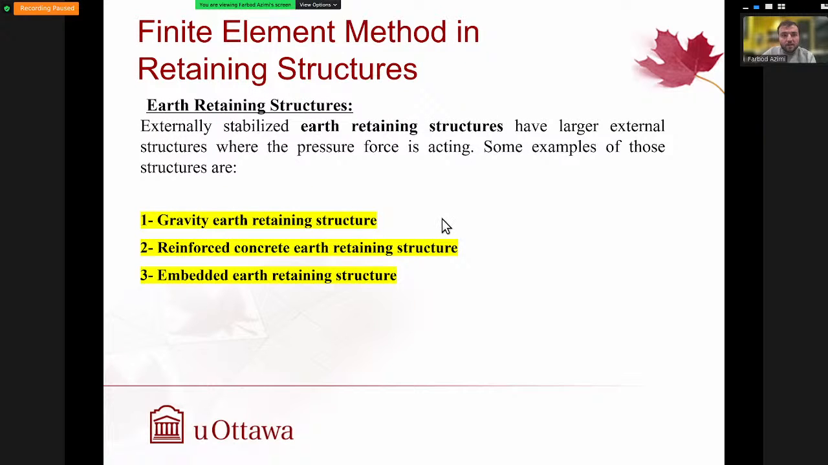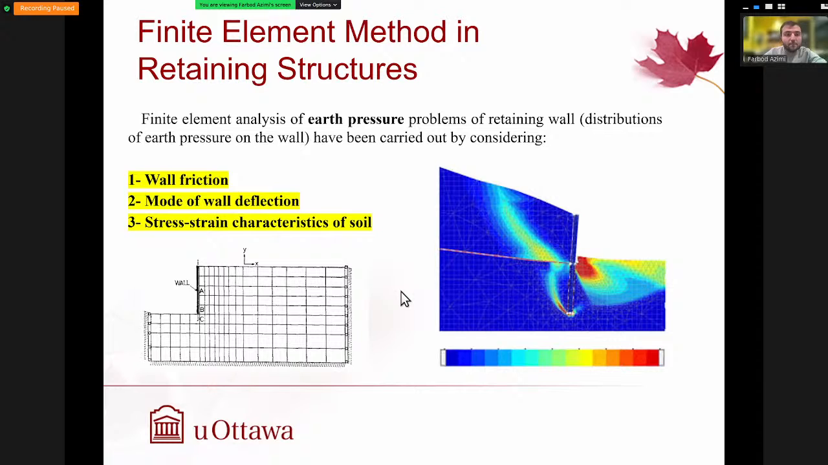So now we're going to focus on implementing the finite element method in retaining structures. All these earth retaining structures can be divided into three categories: the gravity earth retaining, reinforced concrete earth retaining structure, and embedded earth retaining structure, which is the third one that we want to discuss and focus on.